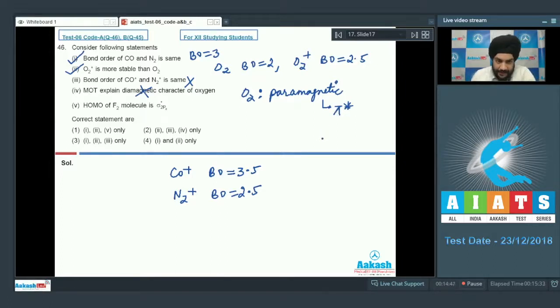Let us look at the fifth statement now. HOMO, which is the highest occupied molecular orbital of F2 molecule, is sigma star 2pz. Students, this statement is incorrect. The HOMO of F2 is pi star 2px equal to pi star 2py.